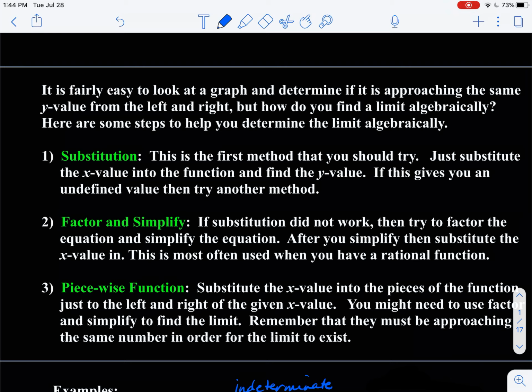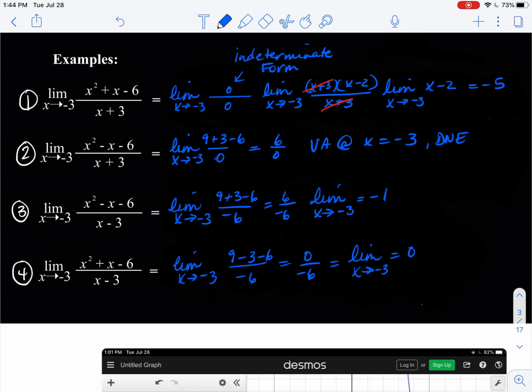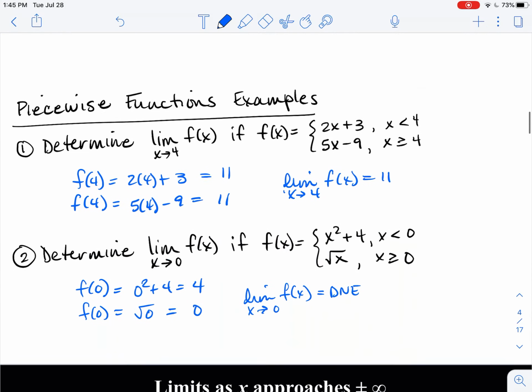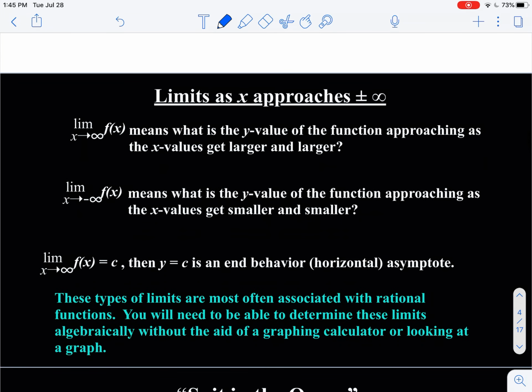This is our last part of limits algebraically. So we looked at different ways to evaluate limits when you're given a function, such as substitution, factoring and simplifying, and multiplying by the conjugate. With piecewise, we want to look at both sides. We went through some examples and we saw what their matching graphs look like. We did an example of piecewise.